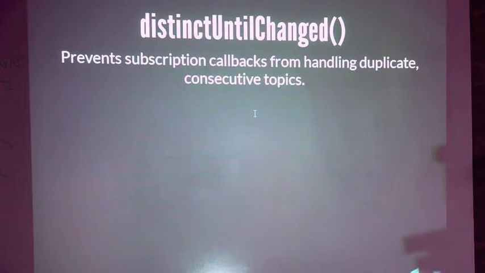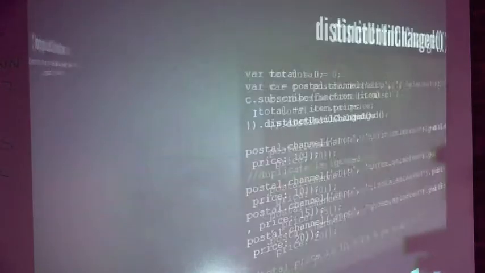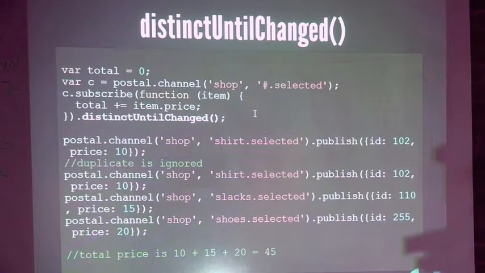Some really cool stuff. So once you grab a reference to a channel, once you set up a subscription, you can then call a number of methods on it to change the behavior of your callback. The first one I'm going to talk about is distinct until changed. This method basically prevents callbacks from handling duplicate consecutive topics. So for example, let's say I have a shopping cart set up here, and the channel that I'm going to subscribe to uses a wildcard, and I want to know when any item in my store has been selected. And down at the bottom, I'm going to publish some events.